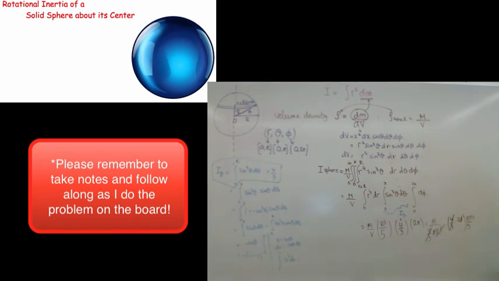So what do I get? I get this equal to 2 by 5, right? 2 by 5 m r squared. So look it up. The moment of inertia of a solid sphere is equal to 2/5 m r squared.